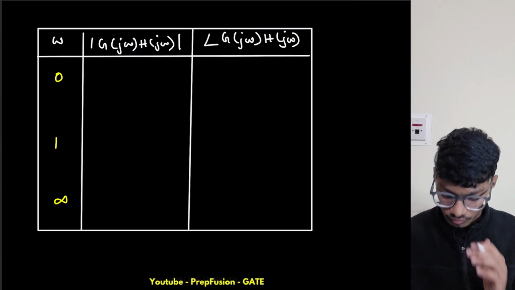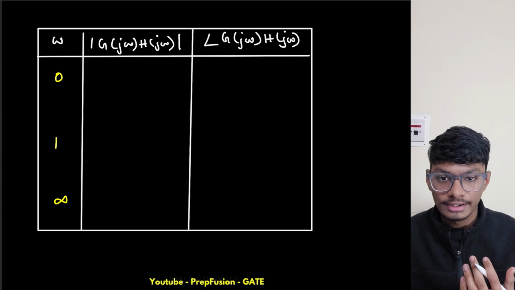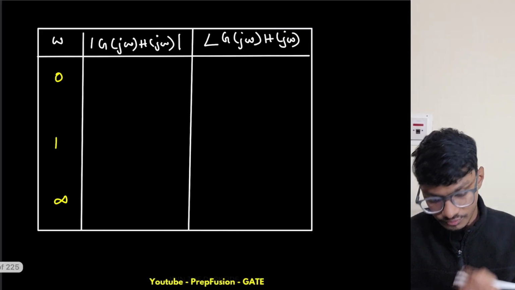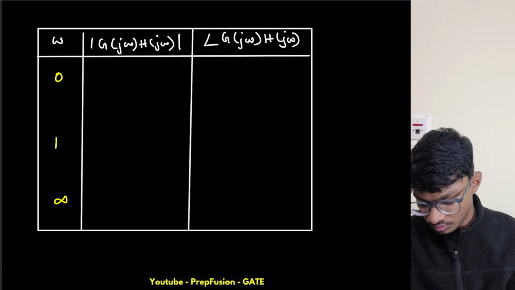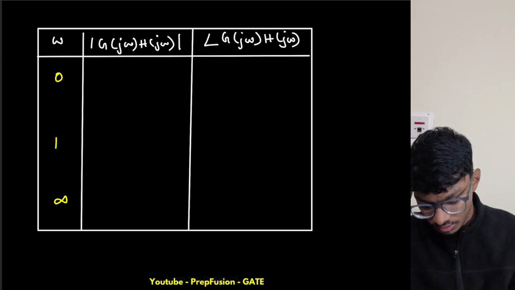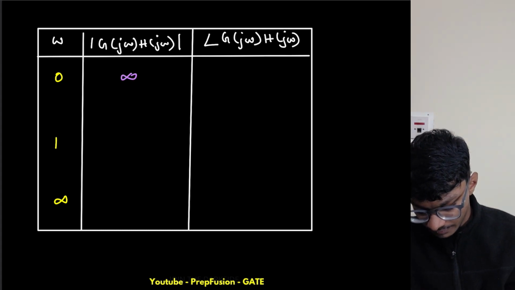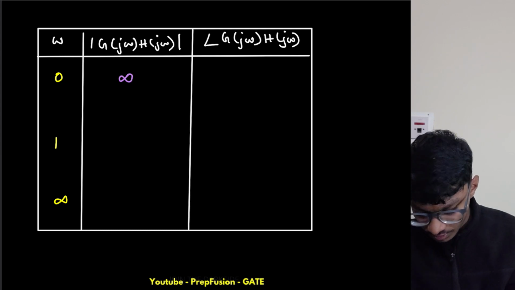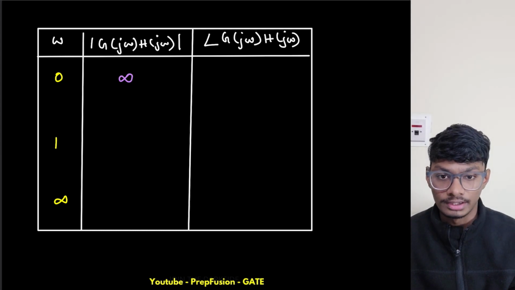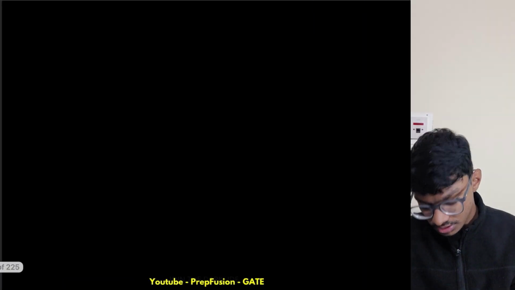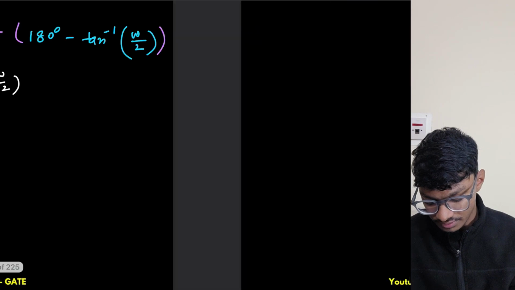So let's find the magnitude for omega equals 0. For omega equals 0, obviously it's a type 2 system, right? Not type 0, so obviously our magnitude will always be infinity. And what about my angle? Angle is 0 obviously, because my angle formula is tan inverse omega by 2.